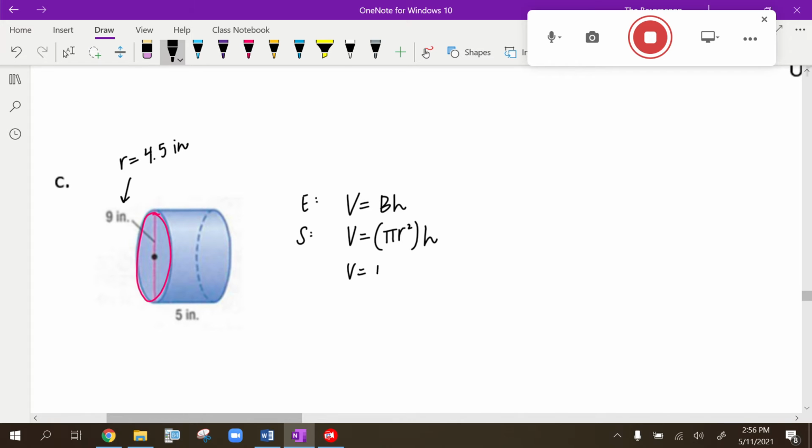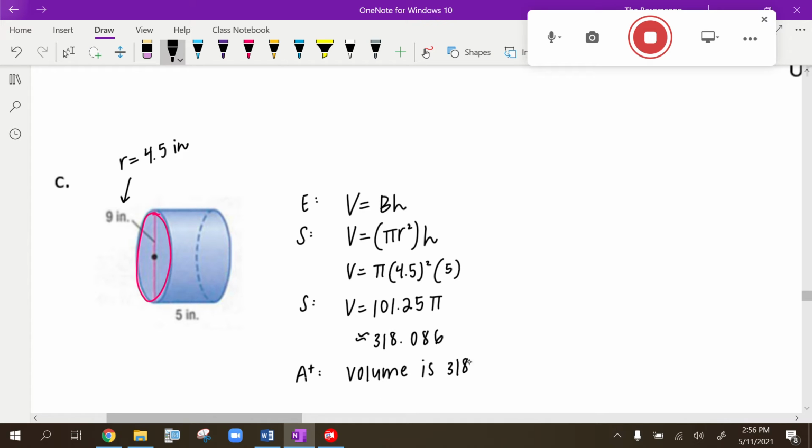So I can substitute in my numbers here. Radius of the base is 4.5 inches. Square that. Now the height goes between the two circles, the two bases. It's 5 inches. Solve. Volume's already by itself. If you wanted an exact volume, you could type in just the numbers without pi to your calculator to get 101.25 pi. And an approximate answer for this problem would be 318.086. So my answer plus units, volume for this cylinder is 318.09 inches cubed.